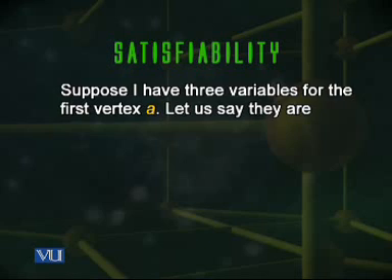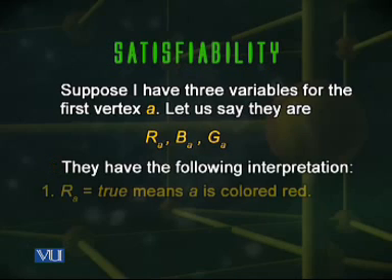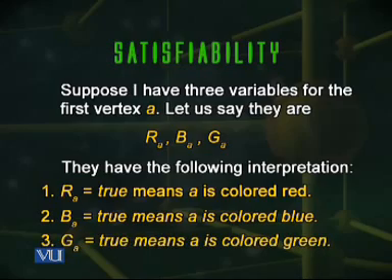Well, suppose that I concentrate on the first vertex A, and let us say that I take three Boolean variables RA, BA and GA, which I give the following interpretation. If RA is true, that means A is colored red. If BA is true, that means A is colored blue. If GA is true, that means A is colored green. So I have three variables, one for each color.